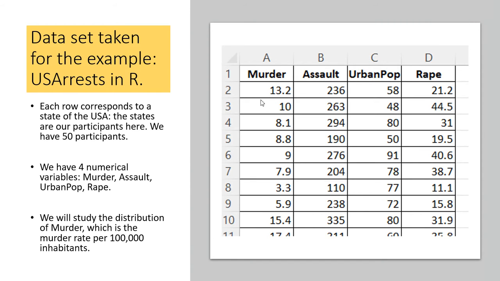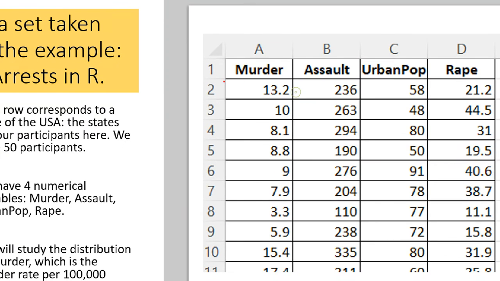Each row represents a state of the US. So state number 1, state number 2. The murder rate in state number 1 is 13.2 per 100,000 inhabitants, okay? So that's a continuous variable. Assault is also a continuous variable. It's the number of assaults.